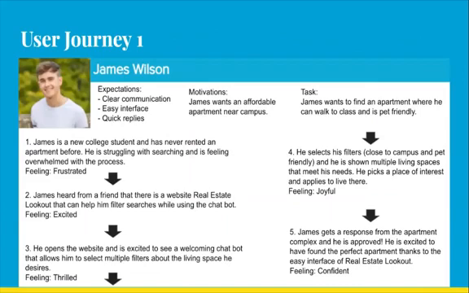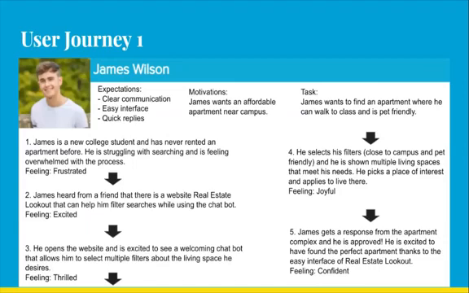On to James Wilson's user journey. James has 3 expectations while using the application. The first is clear communication, the second is easy interface, and the third is quick replies. During the first phase, James is feeling very frustrated and overwhelmed as he is struggling to find an apartment that he desires and fits his needs.